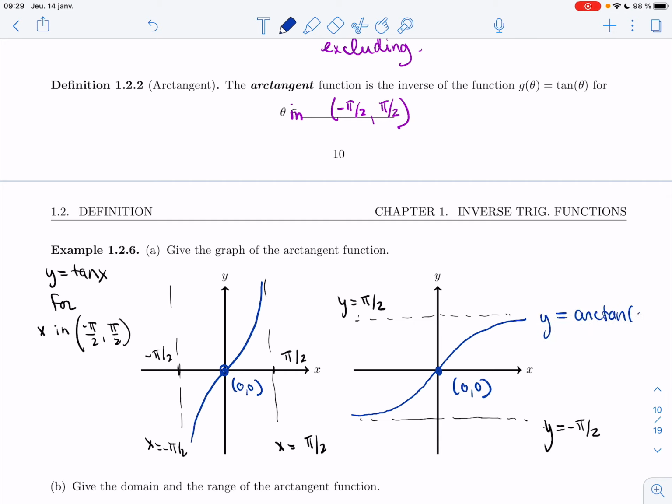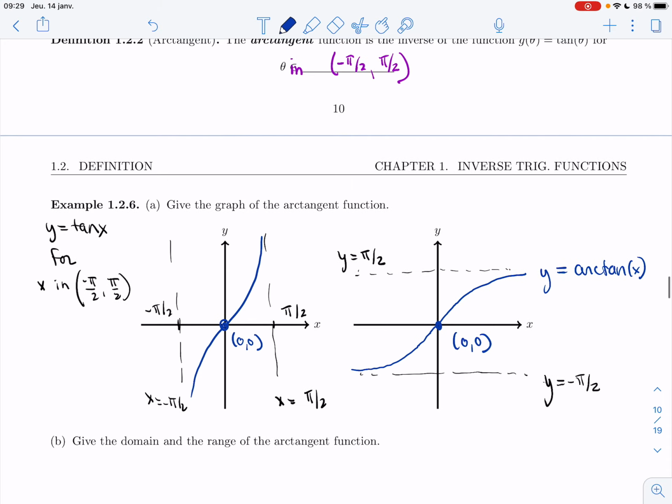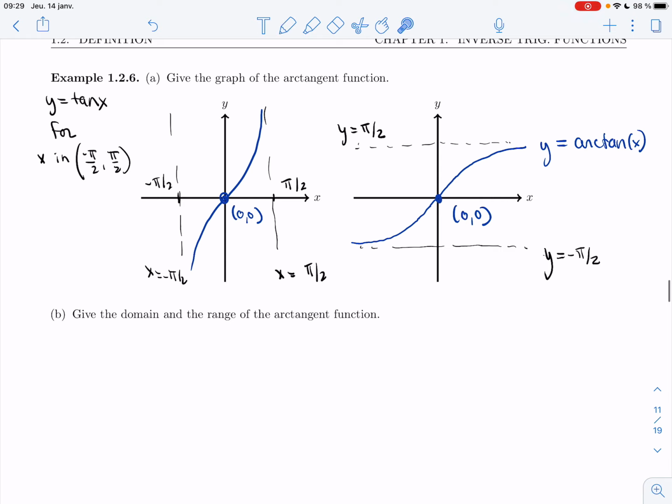Let me just say you're responsible for knowing this graph and the graph of arcsine as well, and you're responsible for knowing the domain and the range. So this is more than an example. It's actually something that you need to learn. All right, I'm going to give the domain and the range of the arctan function.